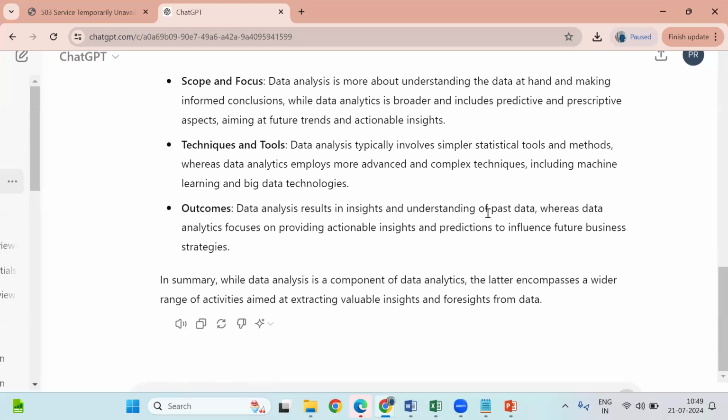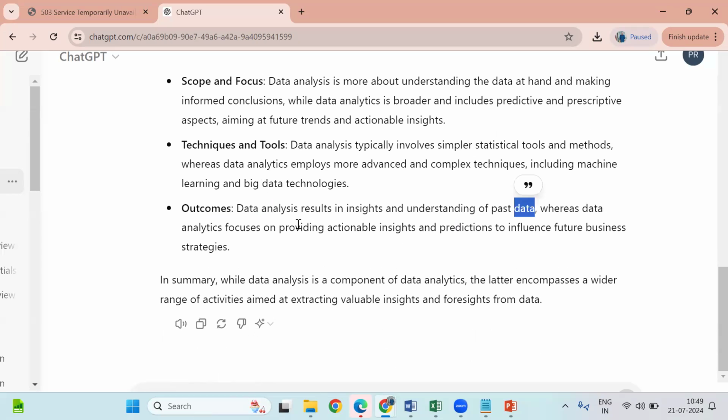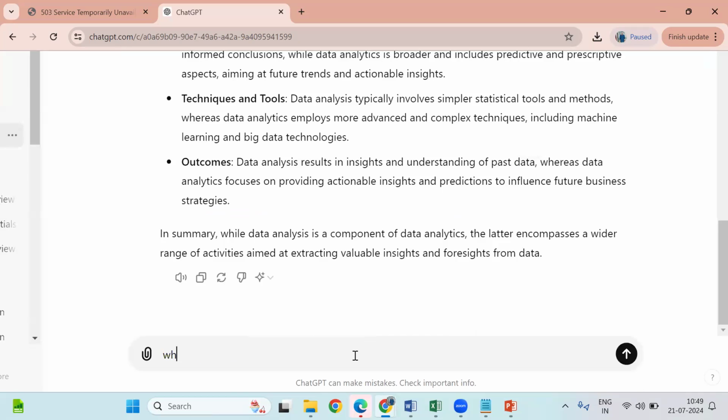Next. Data analysis results in insights and understanding of past data, whereas data analytics focuses on providing actions, insights, and predictions to influence future data. Exactly. And now, what are the types of data analysis?